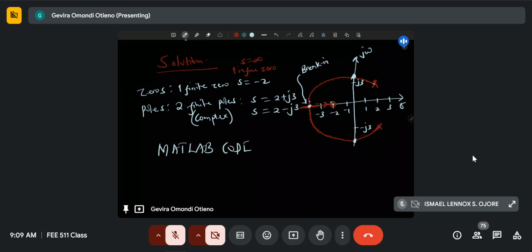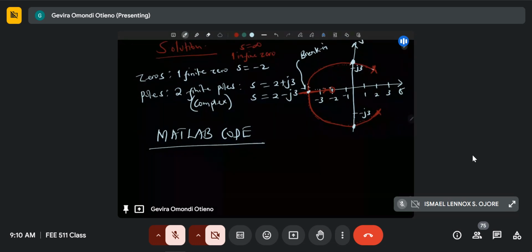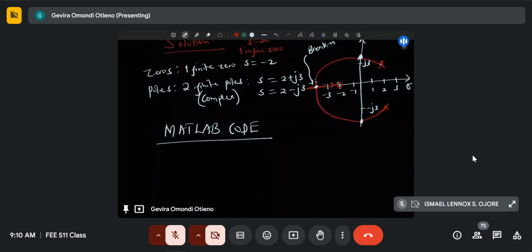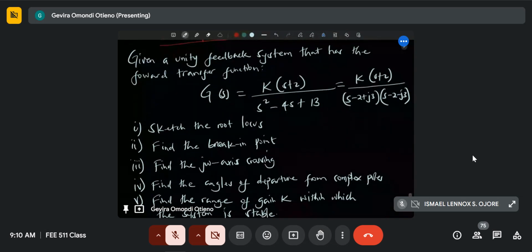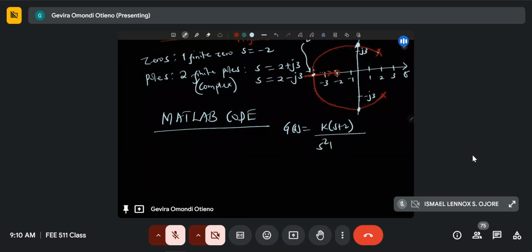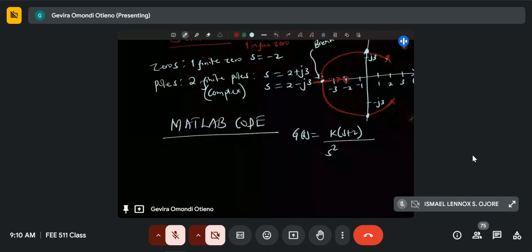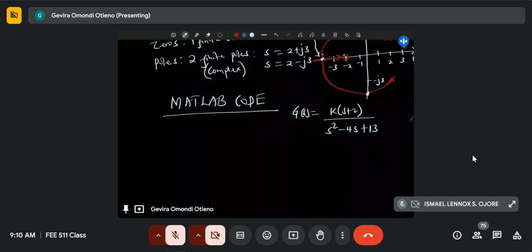So let me draw that code for you here right now. So you can go and do it, and then you will see what happens. Now, the question is, I think it is, yes, ks plus 2. So we know that g of s equals k into s plus 2 over s squared. Is it plus? No, it's minus 4s. S squared minus 4s plus 13. So this is the code.